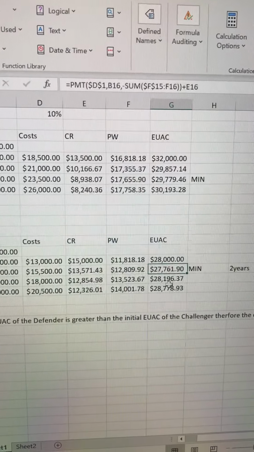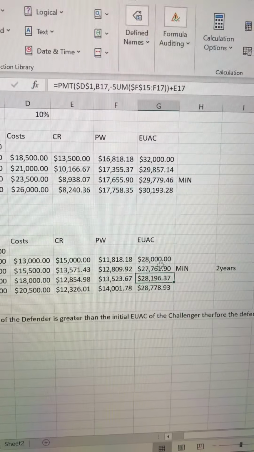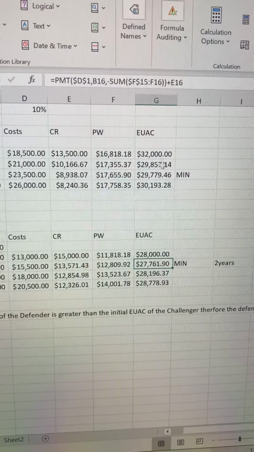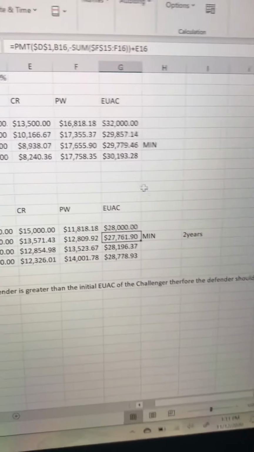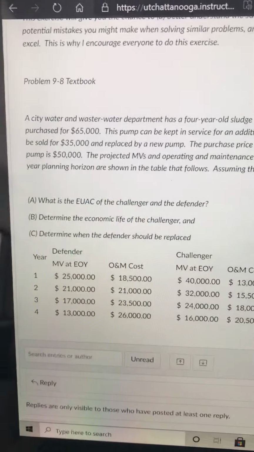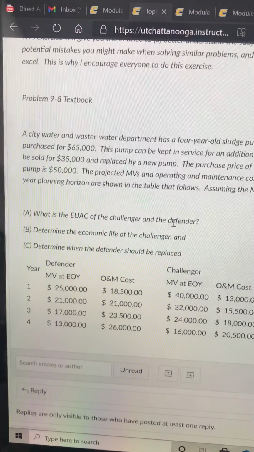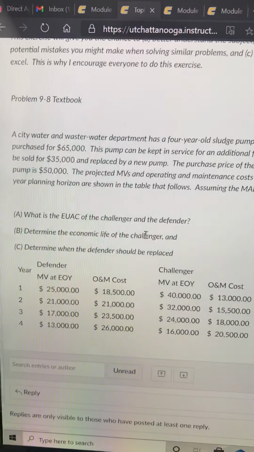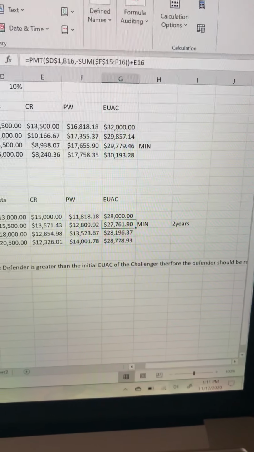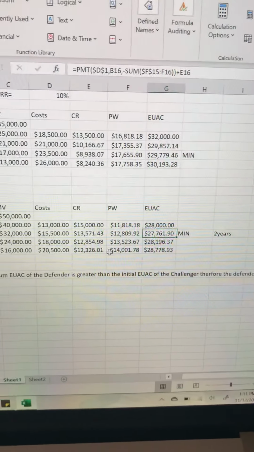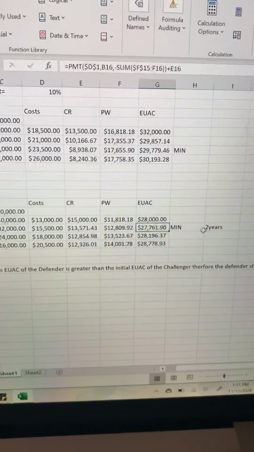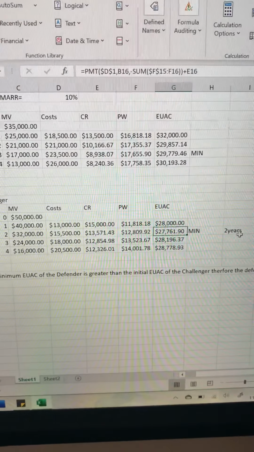To find the actual EUAC, which is the minimum, you're gonna look at all these and find the smallest value. So that's the min for the defender. That's the minimum for the challenger. So going back to these questions, we found all of these for the defender and challenger. Determine the economic life of the challenger. So that's just when it passes its minimum and when it's not efficient anymore. So that'd be after the 2 years for the challenger.